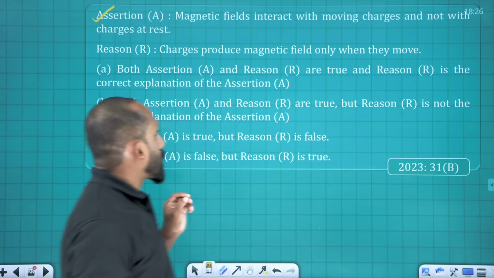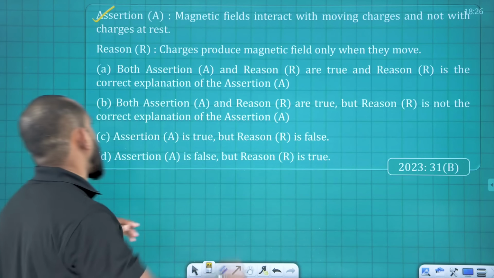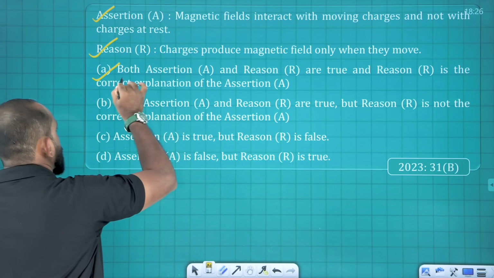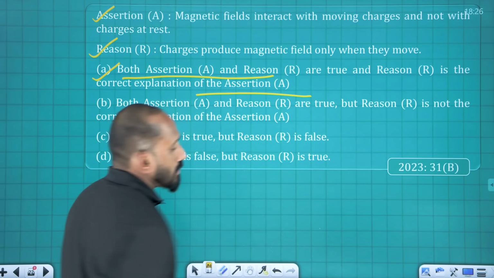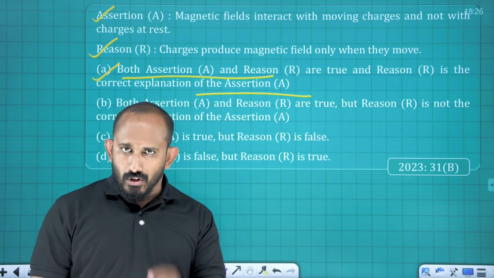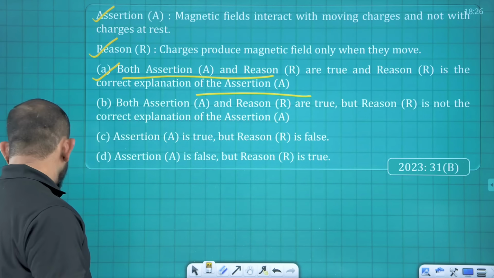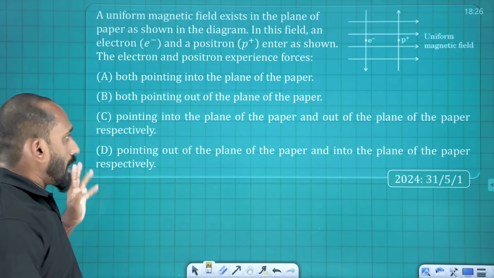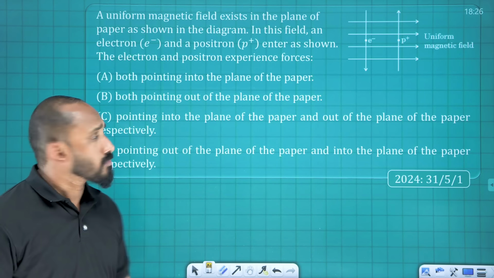Reason: charges produce a magnetic field only when they move. Correct. Exact. So A is the correct answer. Both are correct, and the reason is the correct explanation of the assertion. You got it. Next question. Let's see one more question.